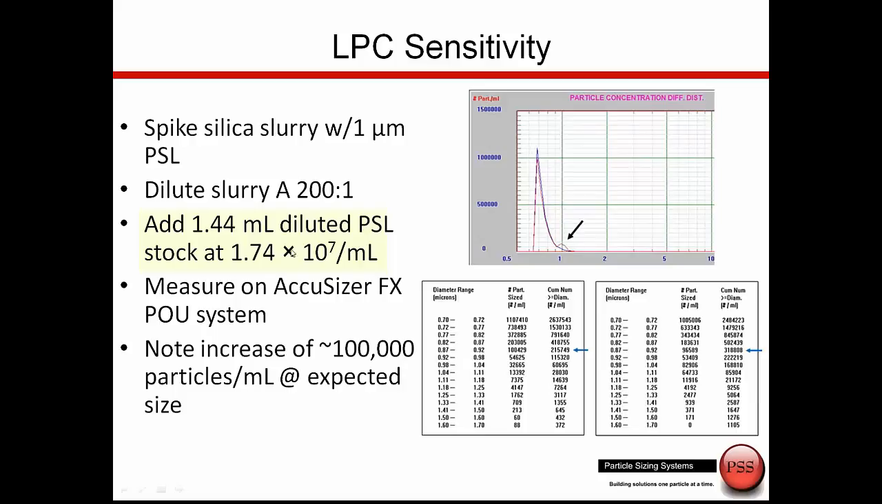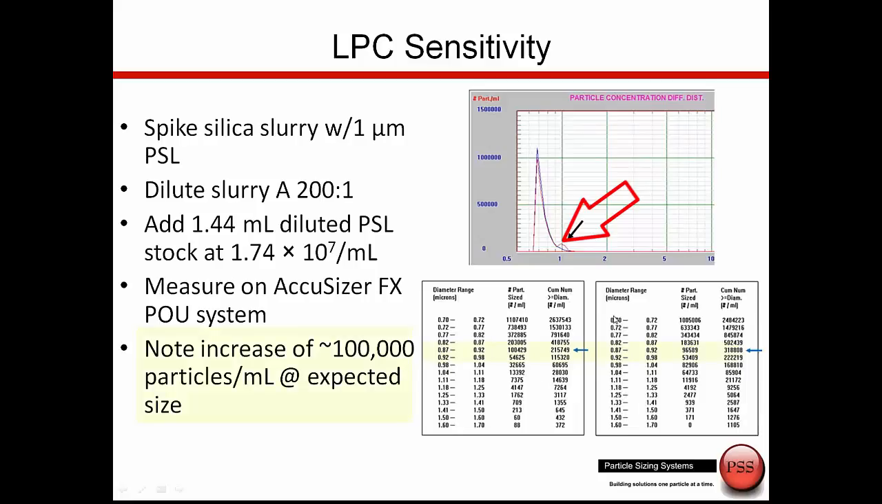We actually were adding a known concentration, as you see here, and we did the calculation saying, with this spike of adding this amount into the slurry, we'd expect to see an increase of about 100,000 particles per ml here at 1 micron. And here you see in the graph the spike clearly visible. And as you look at the tables here, this is 300 and something thousand, this is 200 something thousand.